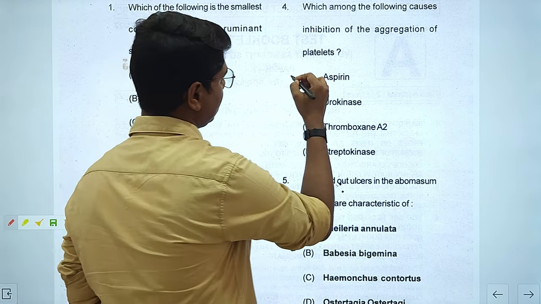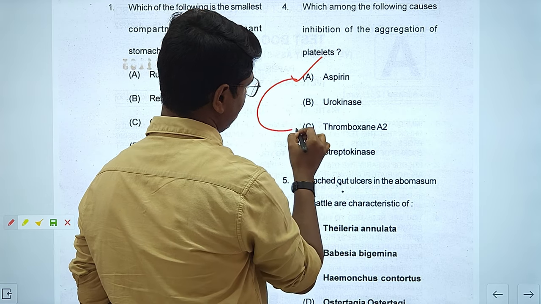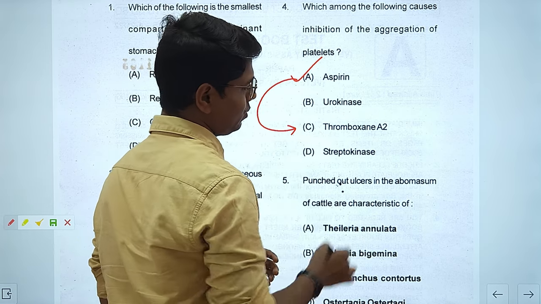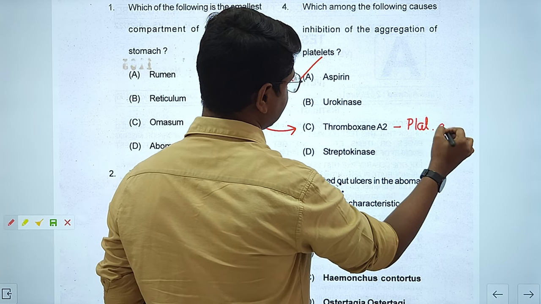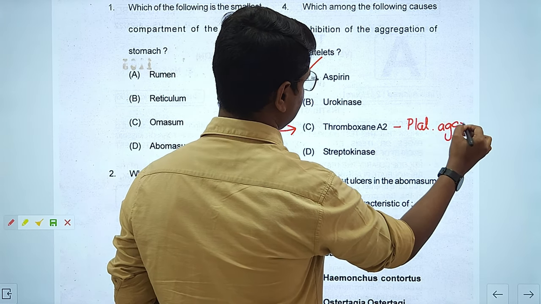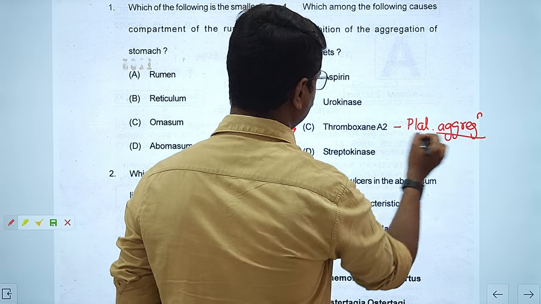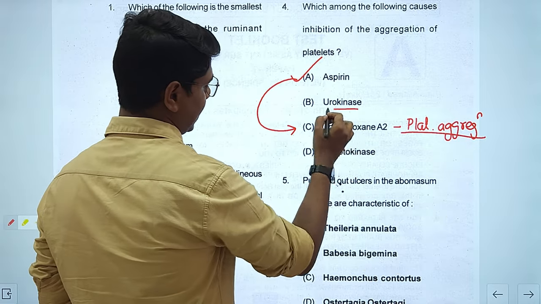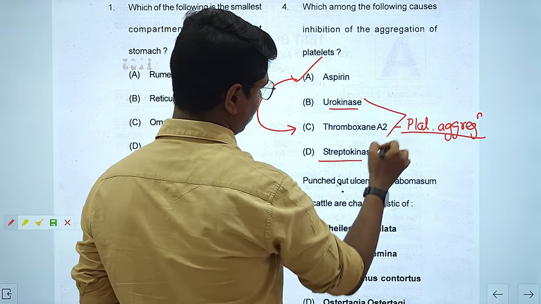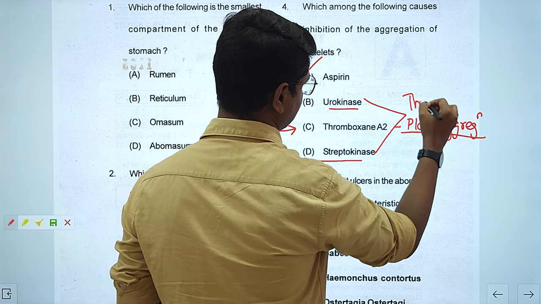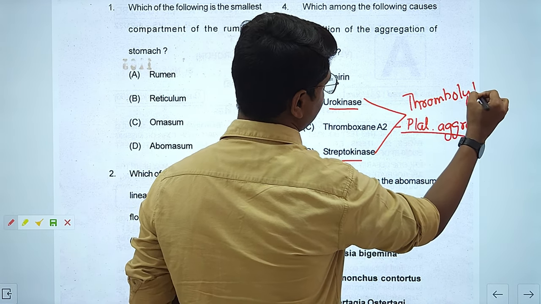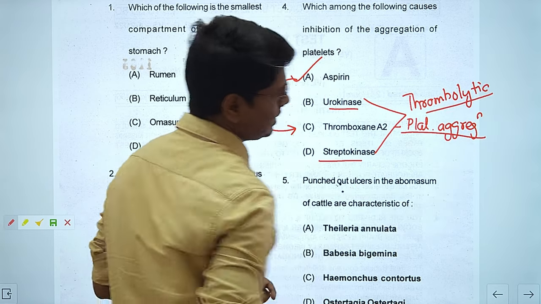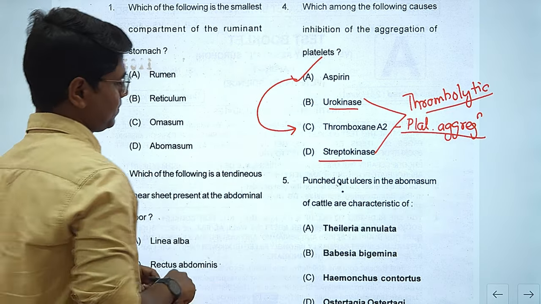Next question, number 4, which among the following causes inhibition of the aggregation of platelets? Answer is aspirin. Aspirin causes inhibition of thromboxane A2. Thromboxane A2 is responsible for platelet aggregation. Okay, and regarding urokinase and streptokinase, these two are thrombolytic drugs. It means they are used for dissolving the clots.